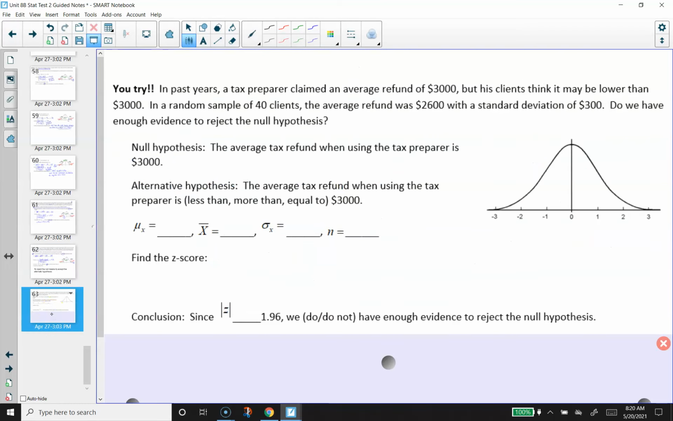All right, last one. You are going to do this one on your own. Let me know about the tax preparer. The tax people claim they're going to give you a refund of $3,000, but the clients think that they're actually going to get less. So my alternate is that the tax refund is going to be less than that $3,000. All right, so set it up, find your z-score, and come back and see how you did.